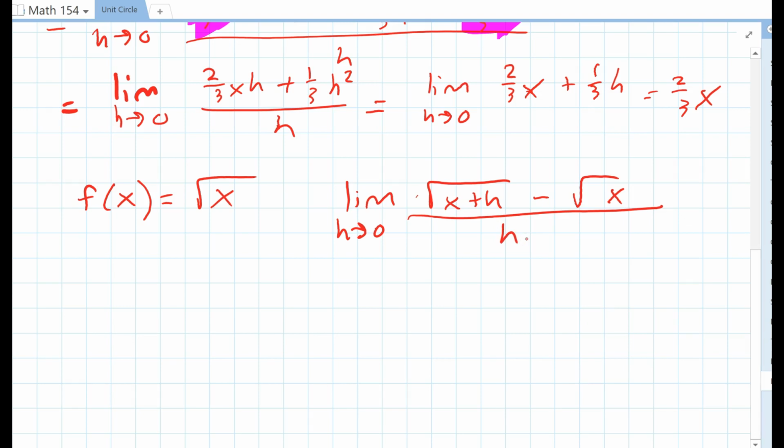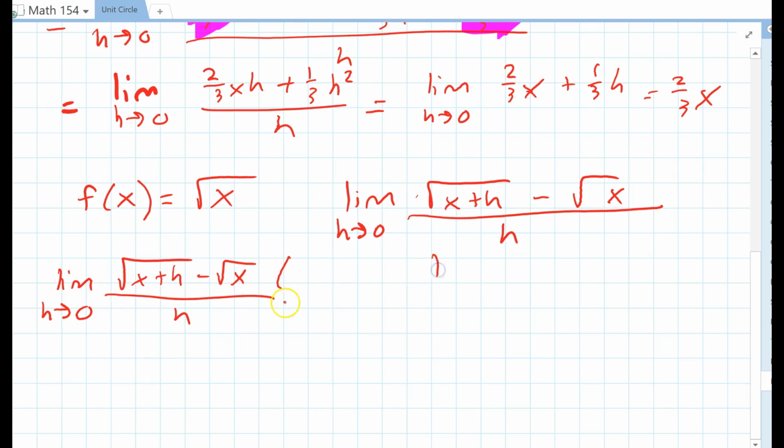Plugging in 0 doesn't work because we get divided by 0, so we're going to have to do something to make it look different. Because of the square roots, I think of rationalizing the denominator or the numerator. So we have the limit as h approaches 0 of the square root of x plus h minus the square root of x, all over h, and I'm going to multiply top and bottom by the square root of x plus h plus the square root of x.